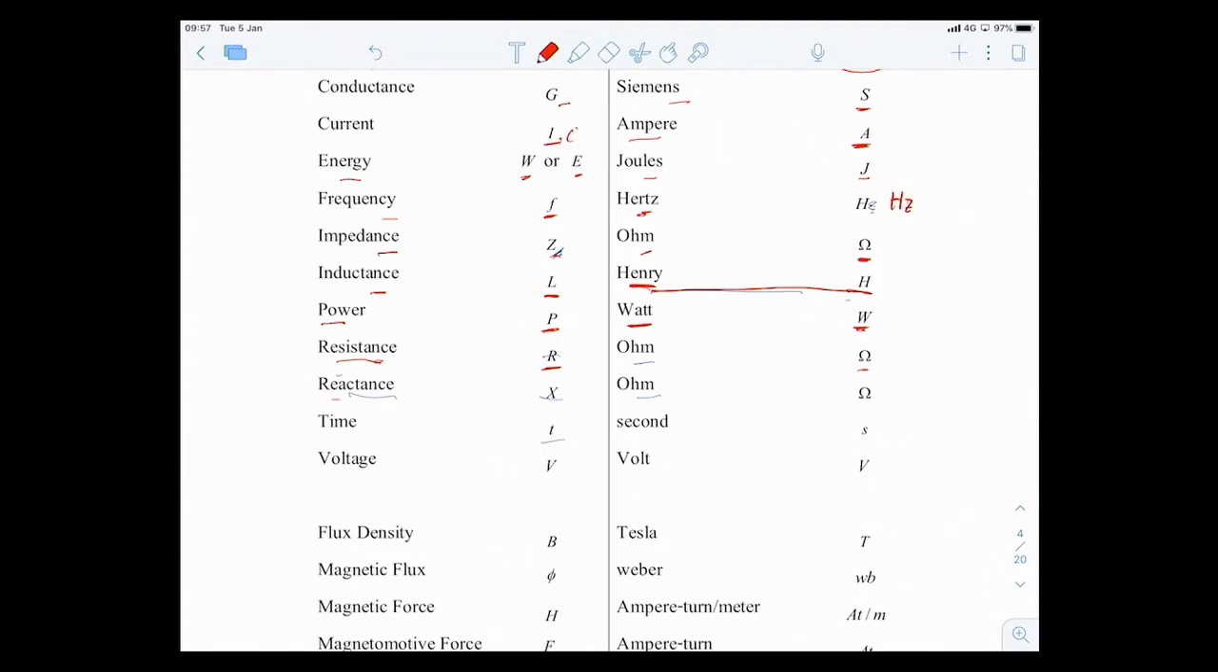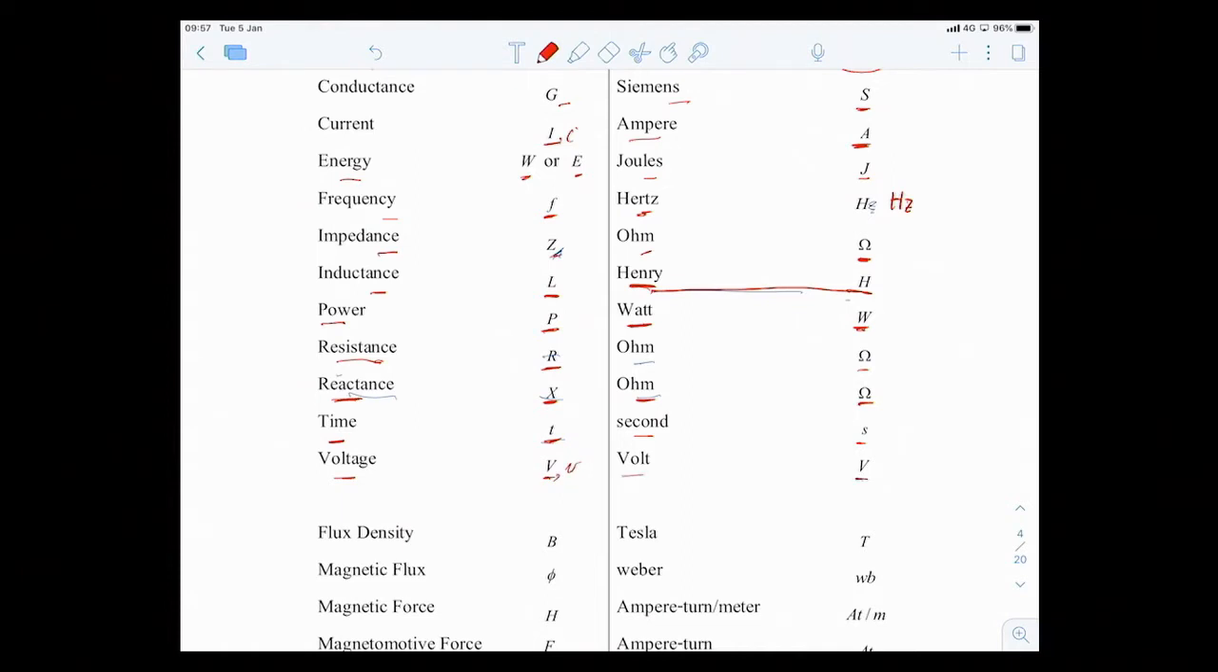Reactance, we would learn this later when we do AC signals. Reactance X, the unit is ohm, and omega is the symbol of ohm. Time, small t, and the unit is second, small s. And voltage, capital V or small v, and the unit is volt.